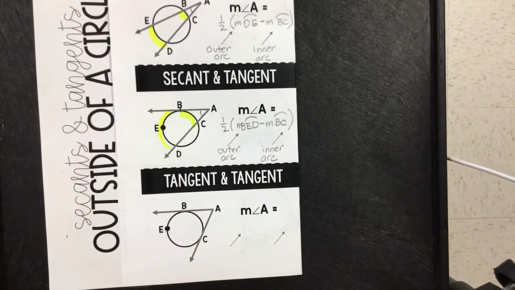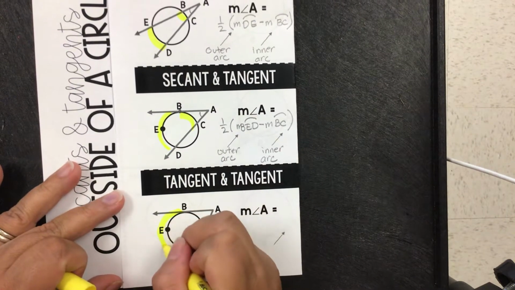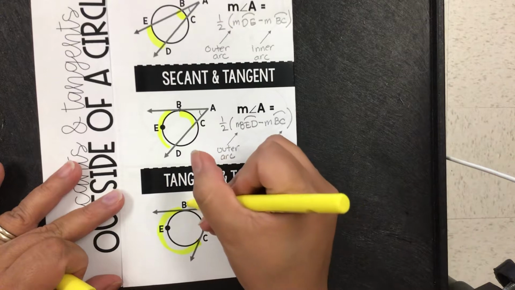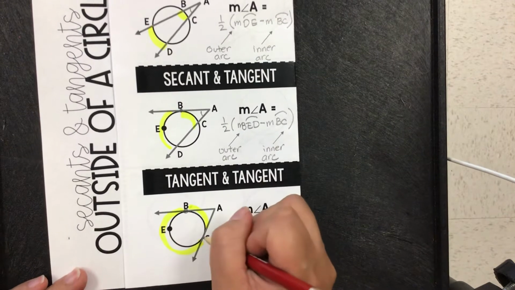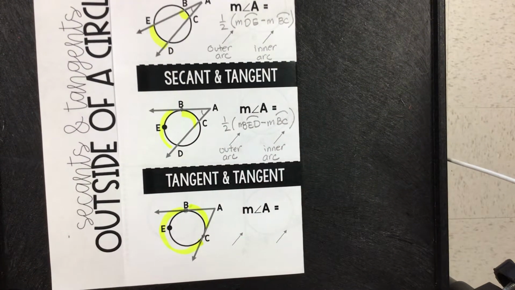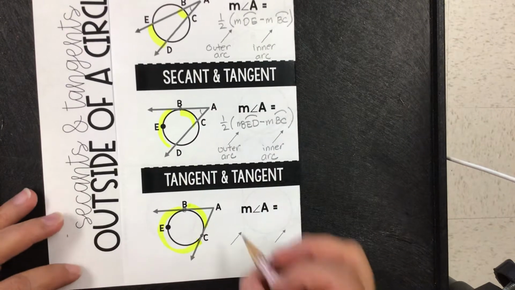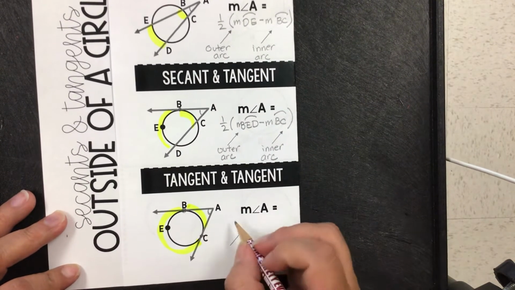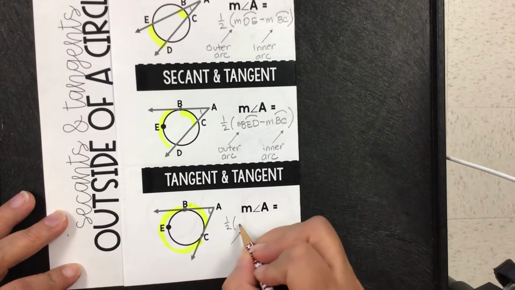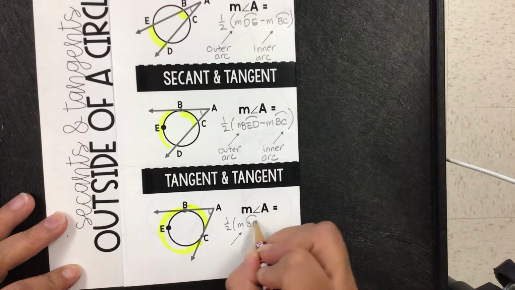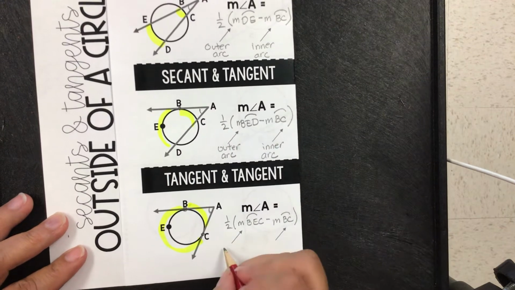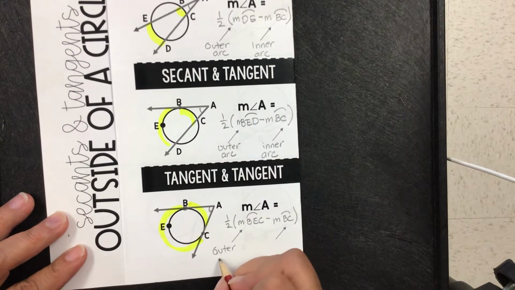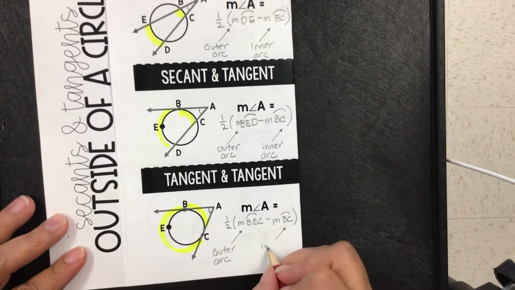All right, and then the next one you have tangent and tangent. What I want to make sure that you understand is that in a tangent, this outer arc and this inner arc would be a total of 360 because they only touch at the point B and at the point C. So those two added together should equal 360. But the formula for the angle is 1/2 the measurement of the arc BEC minus the measurement of the arc BC. That just means the outer arc minus the inner arc.